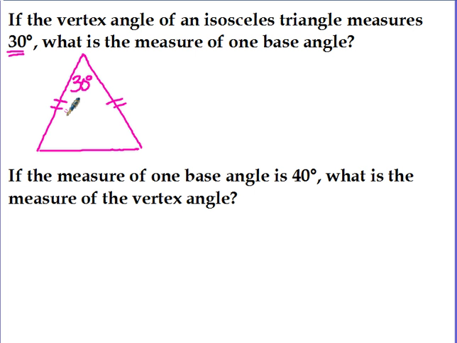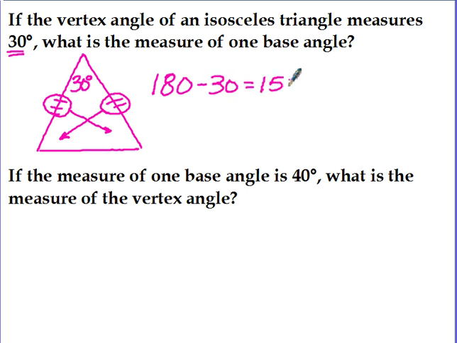So again, these two angles are the same. So I'm going to take 180 minus 30, which gives me 150. And then I'll divide by 2 to give me that each angle here would be 75 degrees.